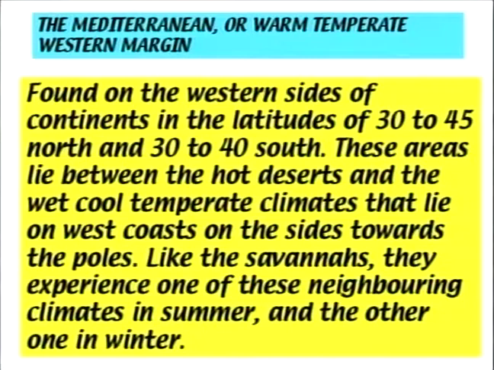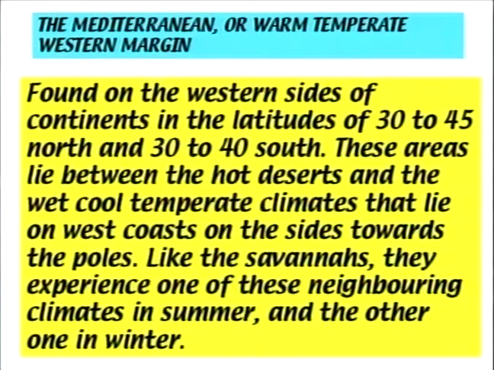These areas, if we look at them carefully and we go back to what we have studied on the tropical climates and the other climatic types, they actually lie between the hot deserts and the wet, cool, temperate climates that lie on the west coast, on the sides towards the poles.